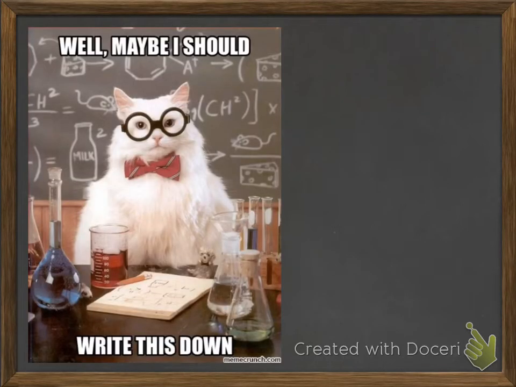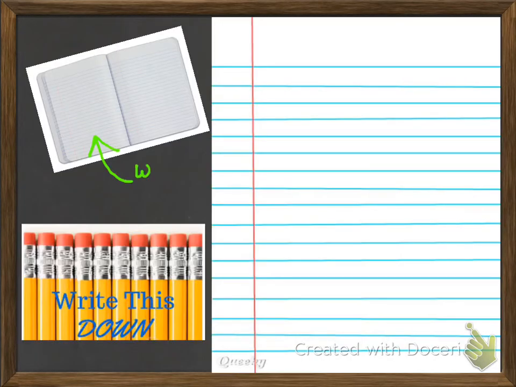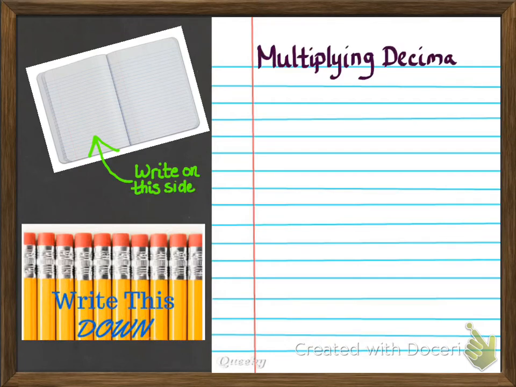You should always write everything down as I tell you and remind you in your video. So in order to do that, you need to have your composition notebook out and a sharpened pencil. All right, once you open your composition notebook to the next available page, on the left side of the page, go ahead and title your paper, Multiplying Decimals by Decimals. On this side, we're going to write the steps for how to multiply decimals by decimals.